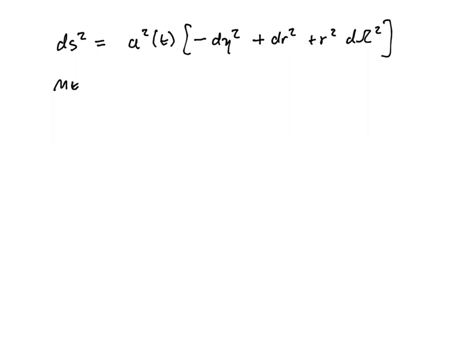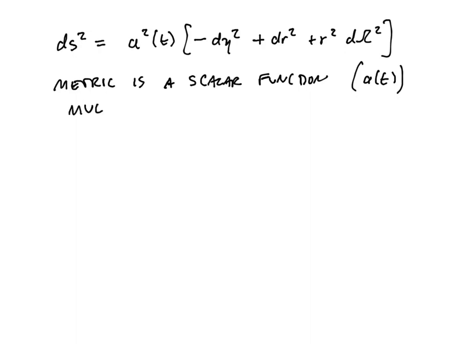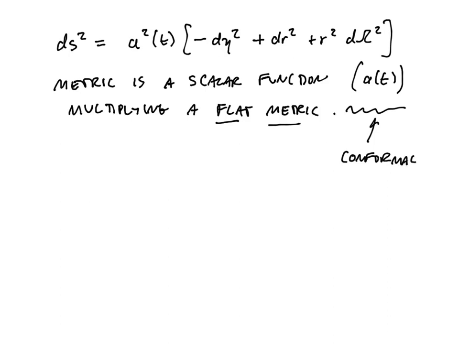The metric is a scalar function, in this case a of t, multiplying a flat metric. Because you will notice that the metric that a of t is multiplying is just flat Minkowski space, or in polar coordinates, where eta is time. So in this case, sometimes we call this scalar function a conformal factor. Okay, that's just terminology. And because eta puts the metric into this sort of conformal form, that is why eta is called conformal time.